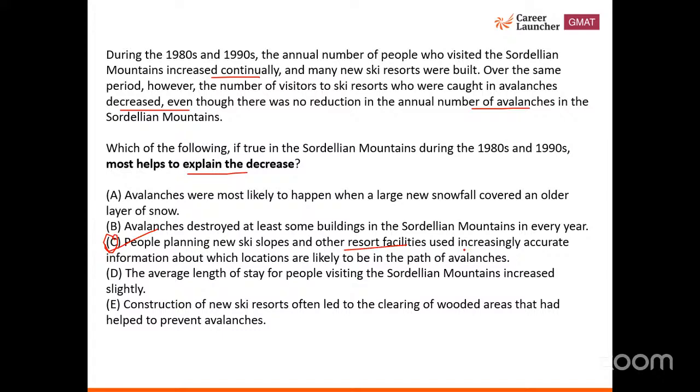People used increasingly accurate information about which locations were likely to be in the path of avalanches, and that's why they were able to avoid those places, and that led to a clear reduction in the number of people who were caught in avalanches. I hope that is clear to you guys, everyone.